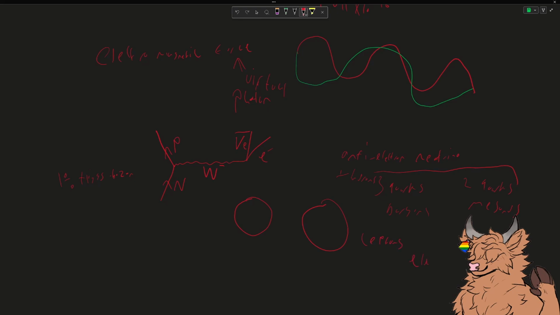And then we have leptons. This is your electron, your muon, and your tau. The muon is basically a fatter version of the electron, and the tau is an even fatter version of the electron.